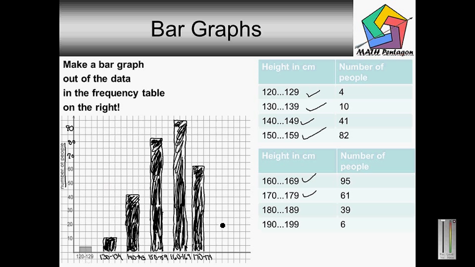Okay, so now we have two left. So we have 180 in height to 189. So I'm going to put it right about here and here. And the number of people that are in the height of 180 to 189 in centimeters, we have 39 number of people that are that height, so 39. So I have to go all the way up to 39, and that's about right. So I color in my bar.